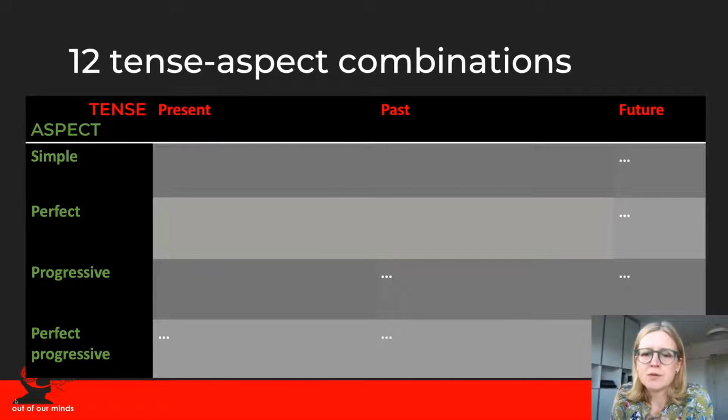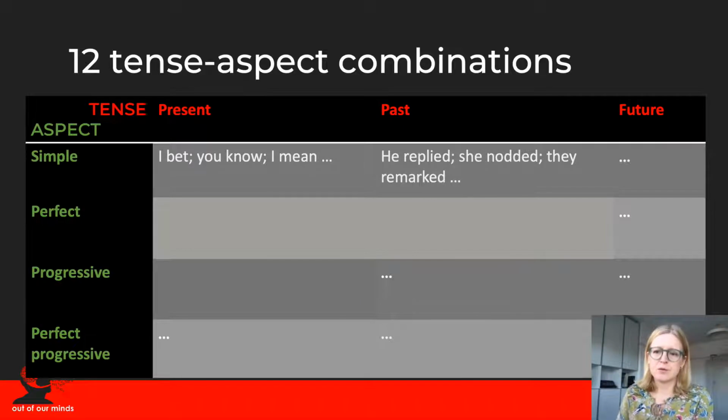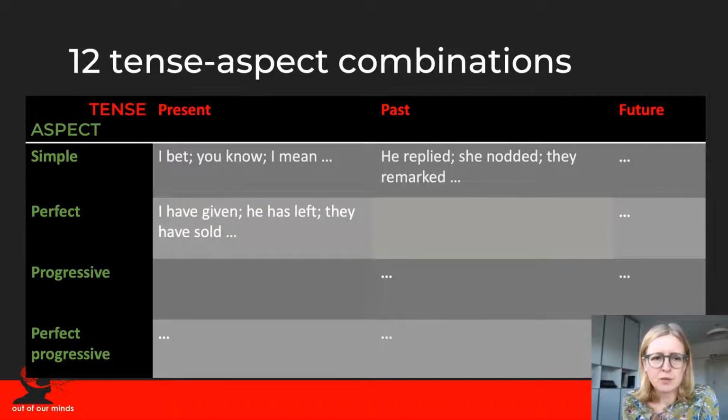Corpus linguists may use the same categories, tense and aspect, but they stay close to the relation between verbs and tense aspect markers. For example, Bybee and his colleagues found that the verbs that are the most attracted to the present denote mental and logical states, such as I bet, you know, and I mean. Verbs that occur most in the past are verbs denoting events, especially speech acts, such as he replied, she nodded, they remarked. There are also verbs that prefer the present perfect or the present progressive.